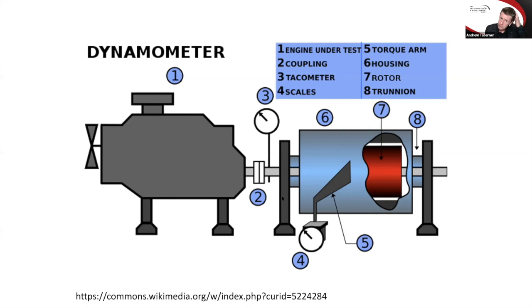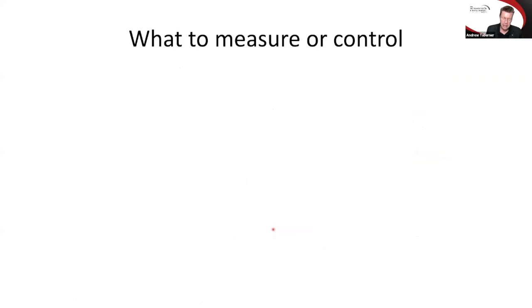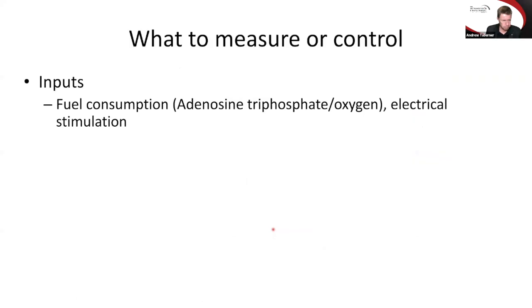And so these same principles can be applied to the heart, which of course is a completely different type of engine. It's entirely organic. So let's think for a bit about the things that, if we were to apply the principles of dynamometry to a heart, what are the things that we would want to measure or to control?